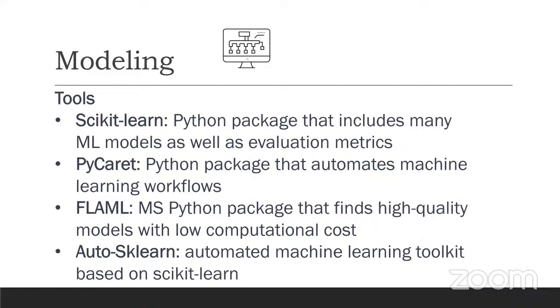What tools do we have? We have, again, back to scikit-learn. Scikit-learn does a lot of things. It's an amazing tool. It's an amazing package. It does a lot of the pre-processing. It works amazingly in the pipeline. You have PyCaret, which is another Python library that automates the machine learning workflow. FLAML, it's a Microsoft Python package. It finds high quality models with low computational costs. And I also recommend this one, highly recommended, Auto-sklearn.